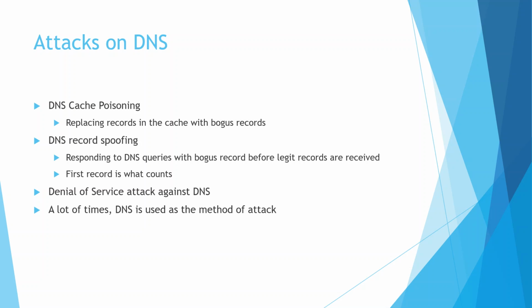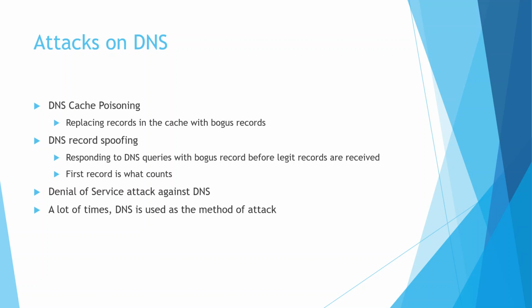So then, briefly, some attacks on DNS. Okay, so DNS cache poisoning. What we're doing here is replacing records in the cache with bogus records. Our goal is to have the DNS server in the environment hold some sort of bogus record in its cache, so anytime a host queries for this record, it's going to get the bogus or malicious record. So we're poisoning that cache.